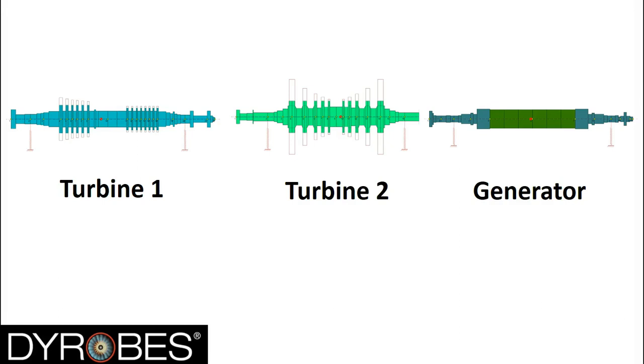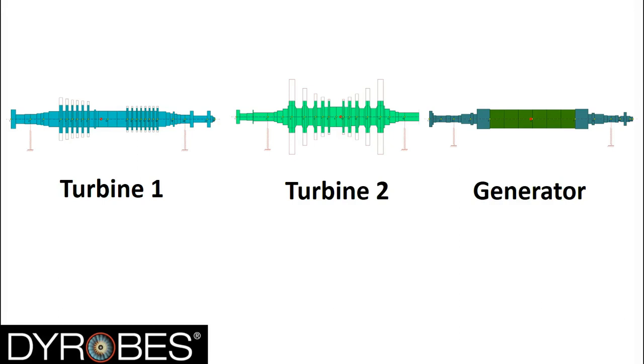Currently, all three of these components are saved in separate files, and turbine 1 is aligned backwards relative to the other two. Our task will be to reorient turbine 1 and then combine all three files together to create a model of the full train assembly.